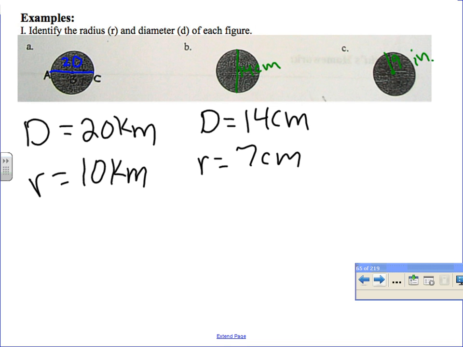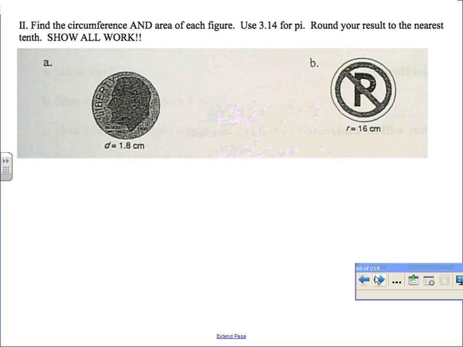Okay, let's flip over and look at Roman numeral number 2, example A. We have a quarter here. And it says, find the circumference and area of each figure. Use 3.14 for pi. Round your answer to the nearest tenth. Show your work. So it tells us all we know about this coin is the diameter is 1.8 centimeters. If that's our diameter, what is the radius? If 1.8 centimeters is the diameter, what's the radius, Nathan? Good. So the radius is 0.9 centimeters.